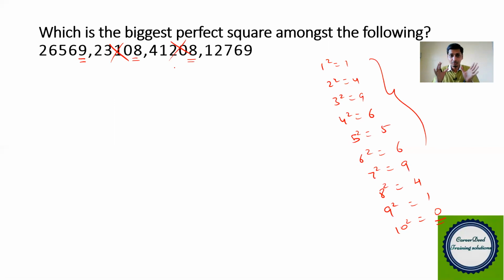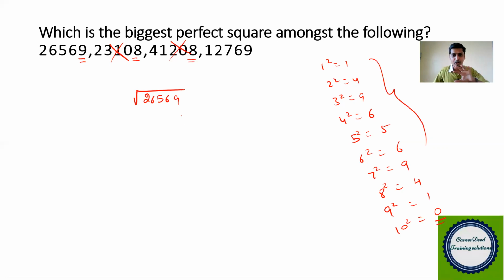Now you have two options pending, that is 26569 and 12769. From this we can go with the bigger number, that is 26569, right? Now you know how to find the square root of a perfect square in less than 10 seconds. I have included the link on how to do it in the description. Have a look at it.